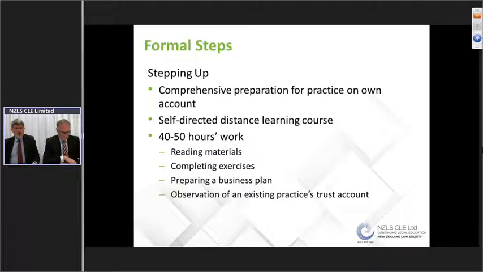And also observing an existing practice's trust account. Now, you may say, well, I'm going to be a barrister, so I don't need a trust account. You will still need to do that, because all lawyers somewhere along the course of their practice will encounter the need to deal with client money. Obviously, as a barrister, you can't take the money directly into a trust account, so you need to know the rules around that, and that's part of the Stepping Up process, is observing an existing practice's trust account so that you understand what's involved.